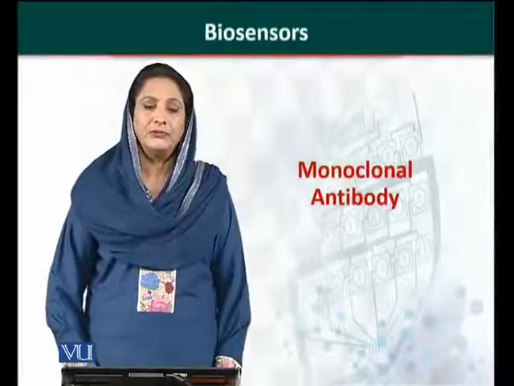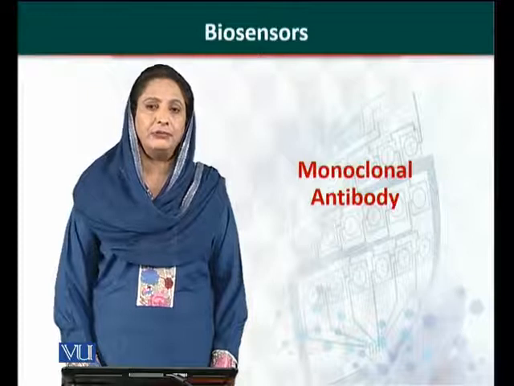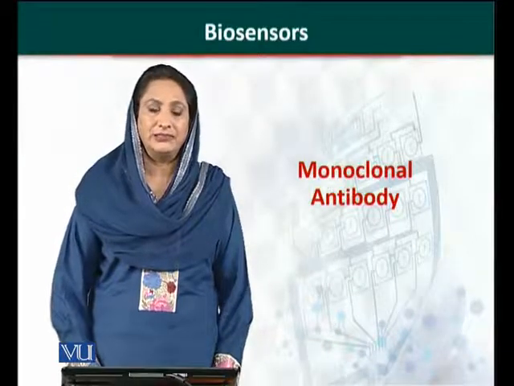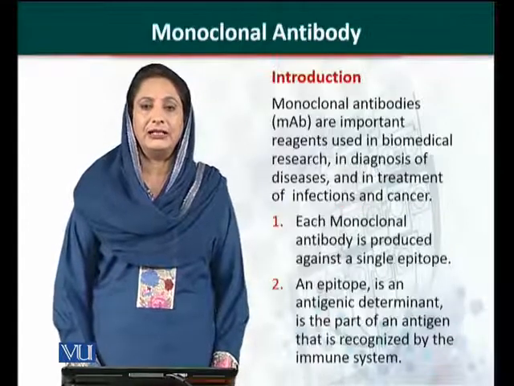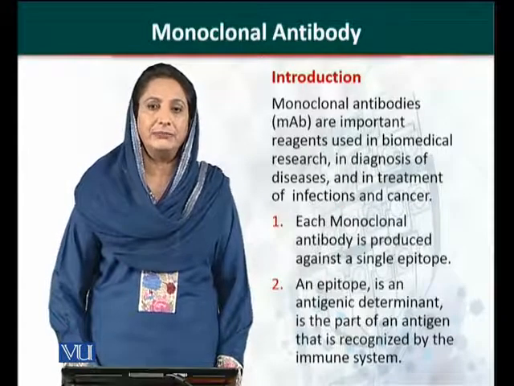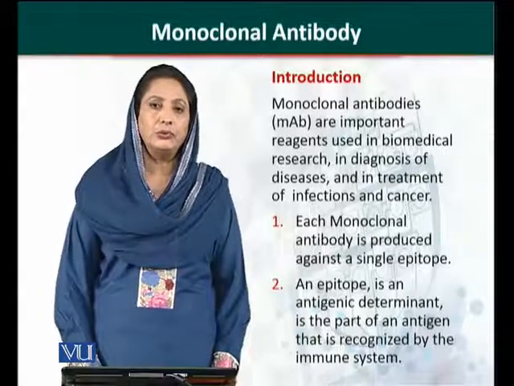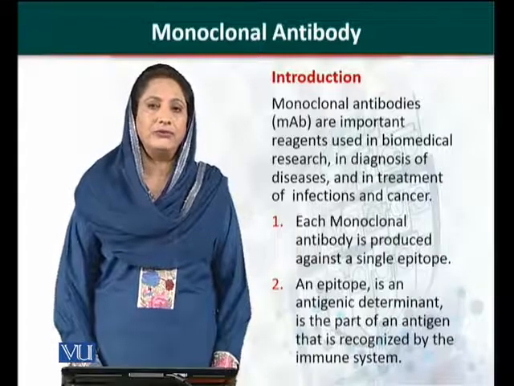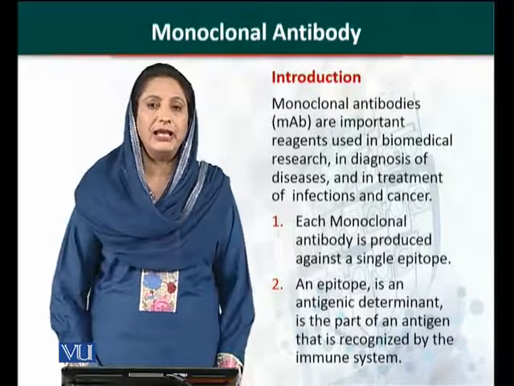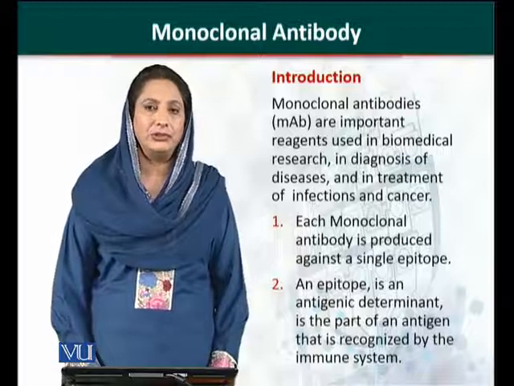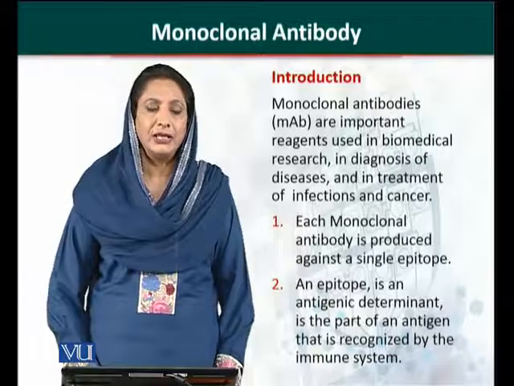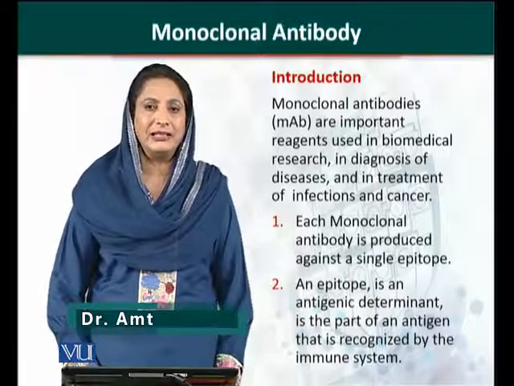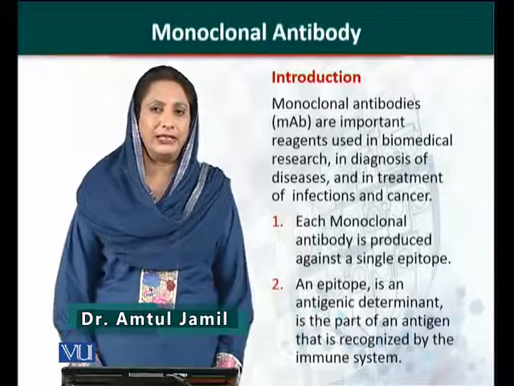Monoclonal antibody is a type of antibody that is produced by a single colony of cells. It means that the antibody is generated against a single epitope. We know that an epitope is an amino acid domain of about 5 to 6 amino acid residues, and it has a binding position on a specific antigen. So the antibodies which are produced against a single epitope are known as monoclonal antibodies.